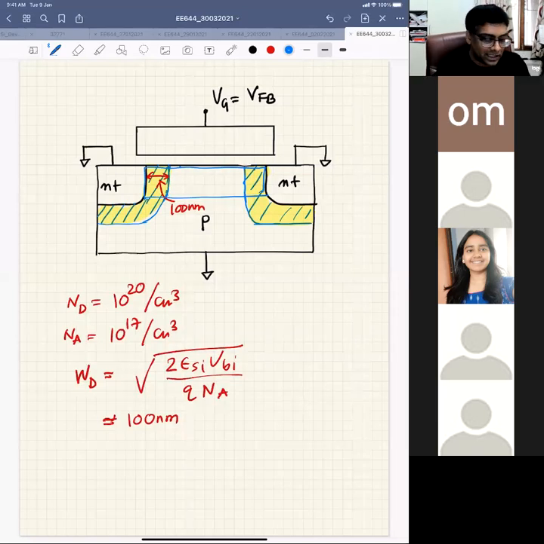But if the gate length is very high, let's say your gate length is 1 micrometer, that means your source and drain contribute very little to the total gate charge.